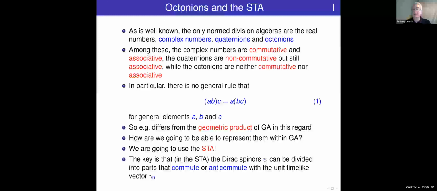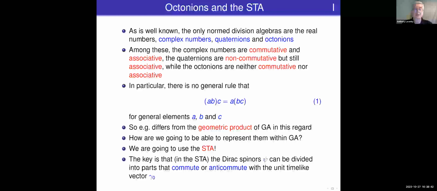Okay, so finally, we make it to octonions. Just so we're all on the same page at the start of this, of course, we know that the octonions, quaternions, complex numbers, and real numbers form the only possible normed division algebras. And as you go up from real numbers to octonions, you lose various properties. You end up at the octonions, which are neither commutative nor associative, i.e. AB times C is not, in general, the same as A times BC.